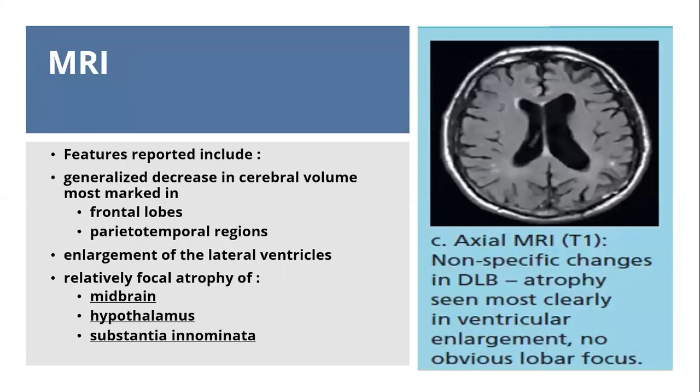MRI features reported include generalized decrease of cerebral volume, most marked in frontal lobes, parieto-temporal lesion, enlargement of the lateral ventricle, relatively focal atrophy of midbrain, hypothalamus, substantia innominata. Here we have axial MRI T1, non-specific change in dementia with Lewy bodies. There is atrophy, most clearly seen in ventricular enlargement.